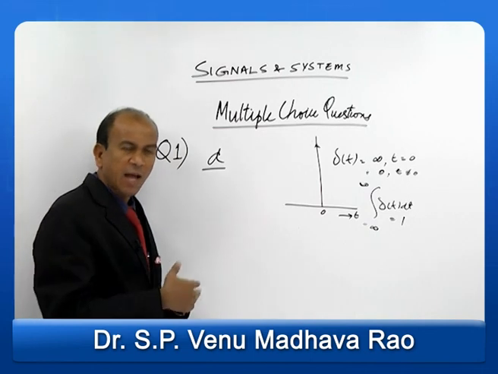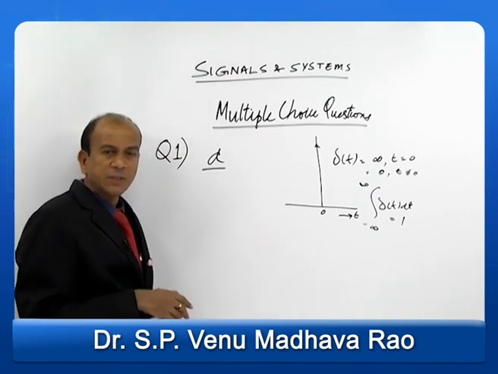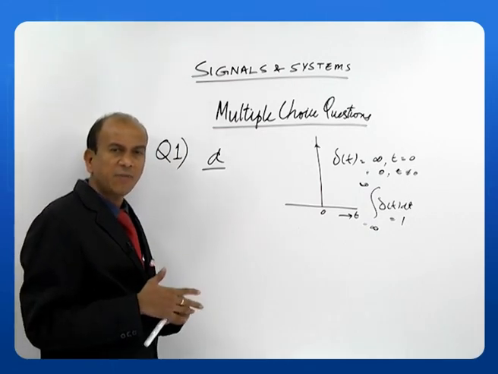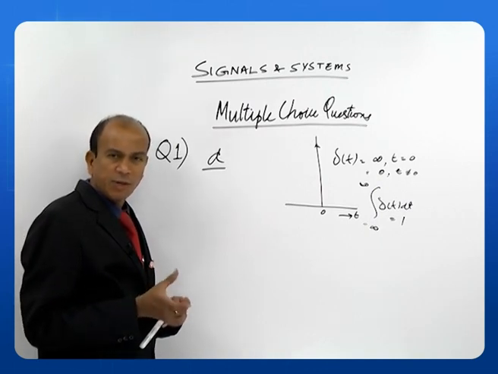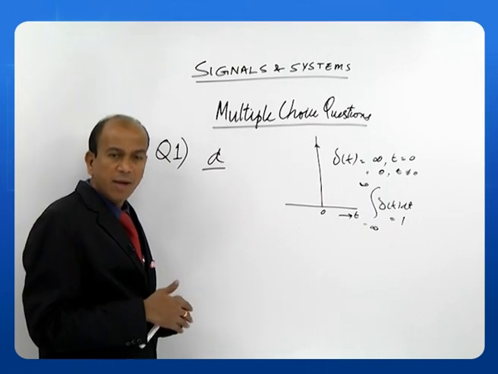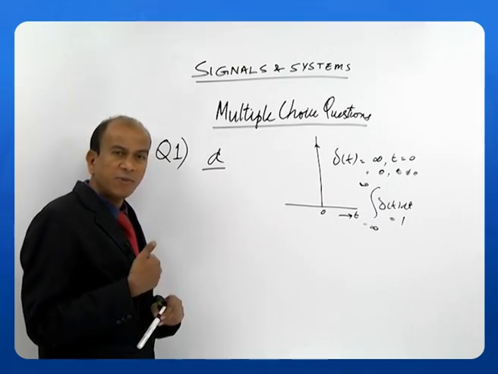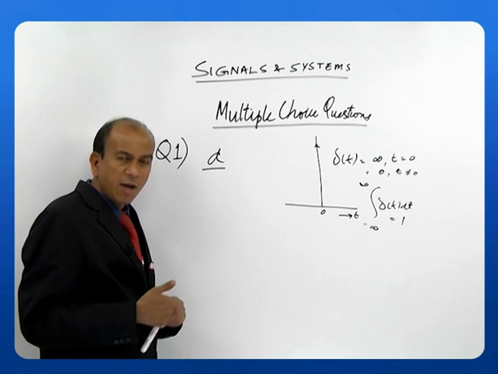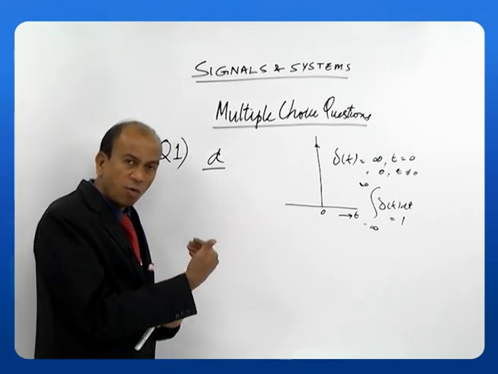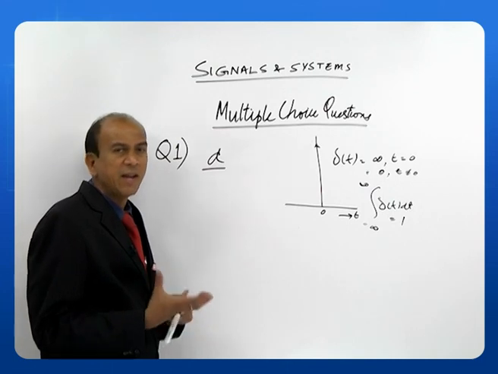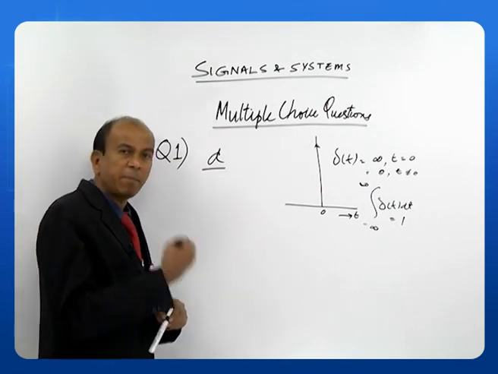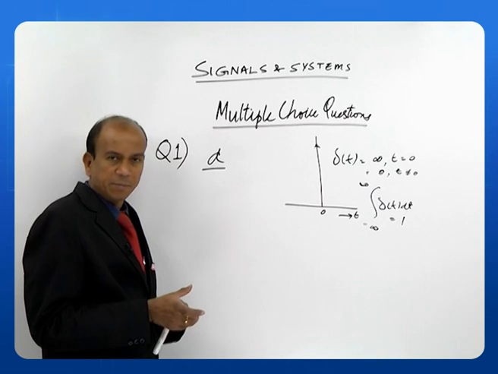So you have to get the answer by elimination. The first one talks about a single point. It says delta of t is equal to infinity at t is equal to 0. But what about other cases? So it is not complete, so the answer is removed. The second choice talks about delta of t is equal to infinity when t is equal to 0 and delta of t is equal to 0 when t is not equal to 0. That's okay, that also defines it, but it doesn't speak of the area under the curve. It only speaks about the magnitude. So that also is incomplete.